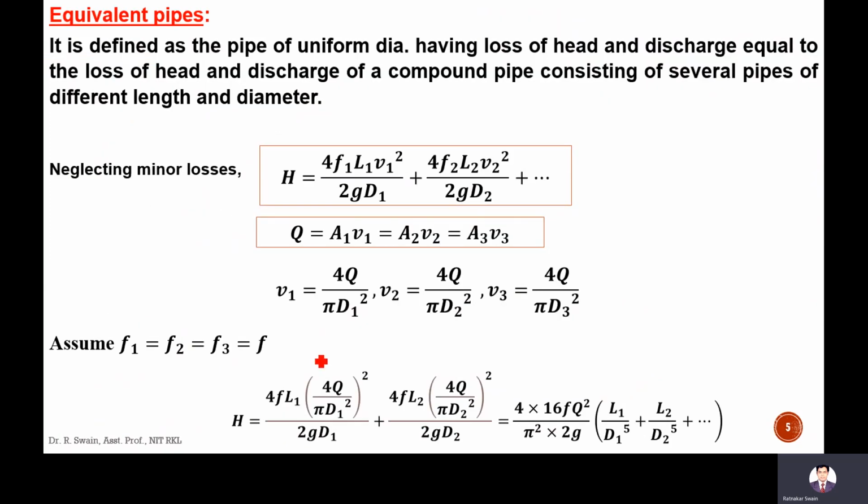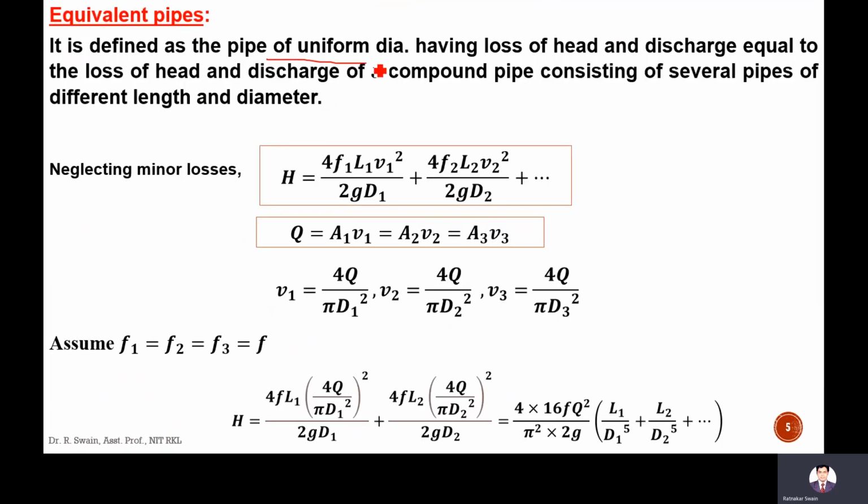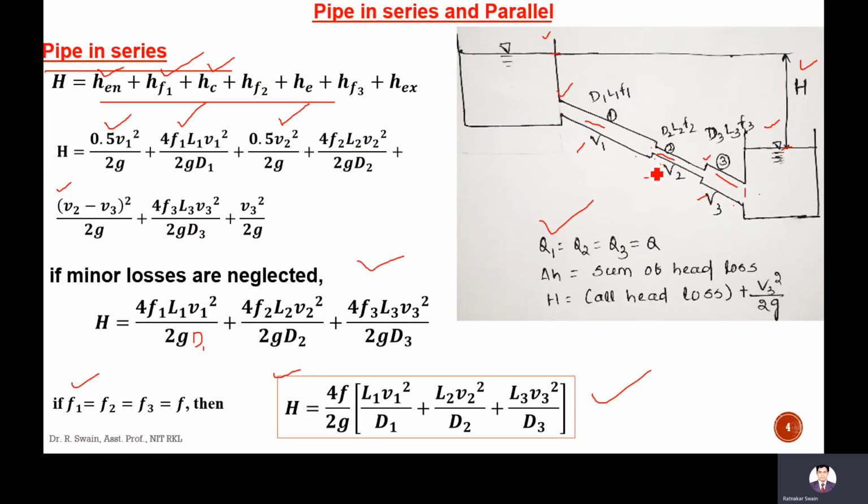So next is the equivalent pipe. What is an equivalent pipe? There are three pipes. Let us replace these three pipes with one pipe whose discharge and head loss are the same as the head loss and discharge of these three pipes. It is defined as the pipe of uniform diameter having loss of head and discharge equal to the loss of head and discharge of a compound pipe consisting of several pipes of different length and diameter, like here, different lengths and diameters of these pipes in series.